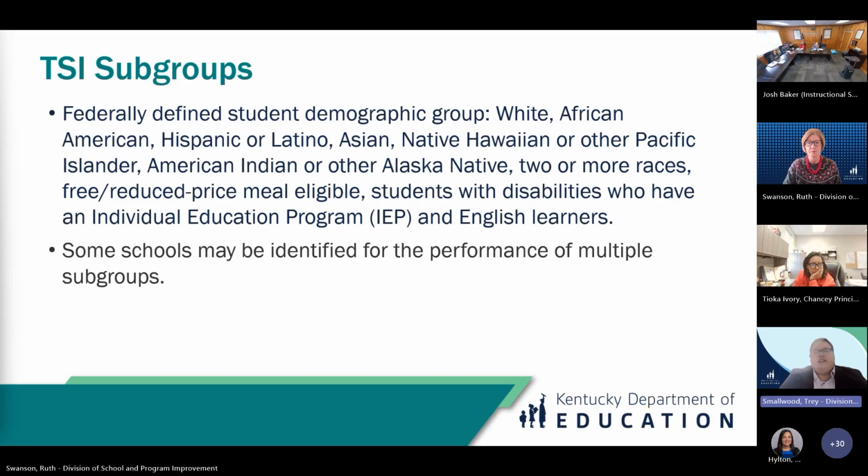Here you can see the listed TSI subgroups. They are white, African American, Hispanic or Latino, Asian, Native Hawaiian or other Pacific Islander, American Indian or other Alaska Native, two or more races, free or reduced price meal eligible students, students with disabilities who have an individual education program or an IEP, and English learners. Some schools may be identified for the performance of multiple subgroups, whether that be 2 or 3 different subgroups.